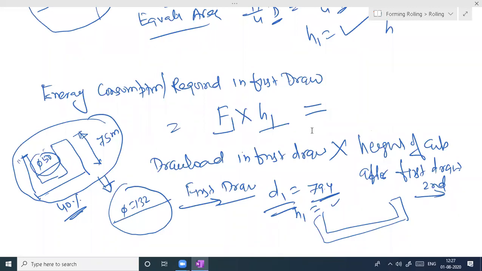Height is 35.24 mm. It means in first draw height is less. So force should be calculated with diameter 79.4. Yes, true. That force is the first draw force, F1.